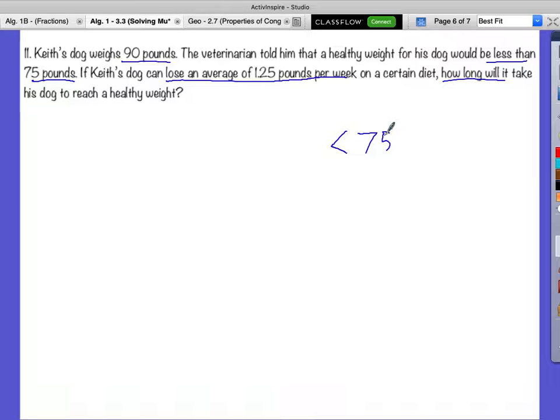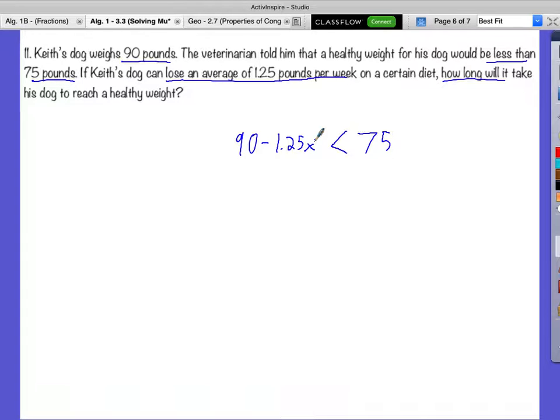Okay. Dylan, what's our starting point? 90. Okay. Then, how are we going to go from 90 to being less than 75? What operation are we doing? We're subtracting, we're losing weight, we're subtracting those pounds. And how much are we going to be subtracting? 1.25 for every week. Do you know how many weeks it is? No. So can we put a variable there? Yes. 1.25 times what? X. So we could call it W for weeks if we wanted to? Sure, you don't have to. I'm just saying you could.